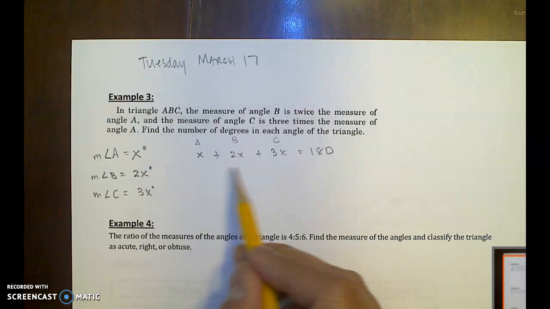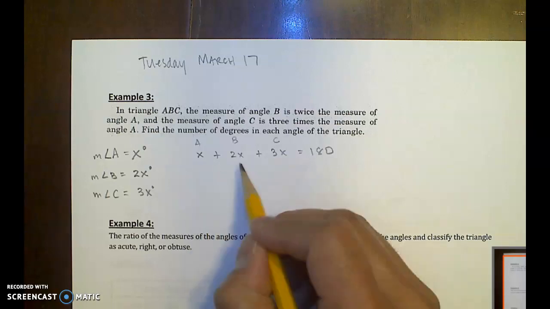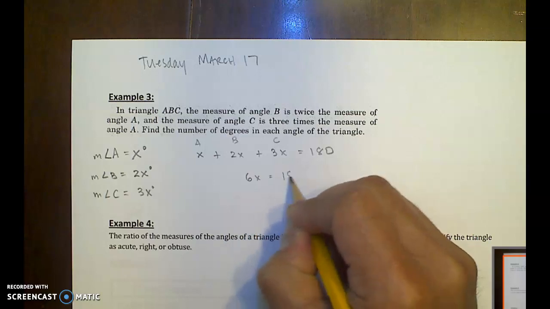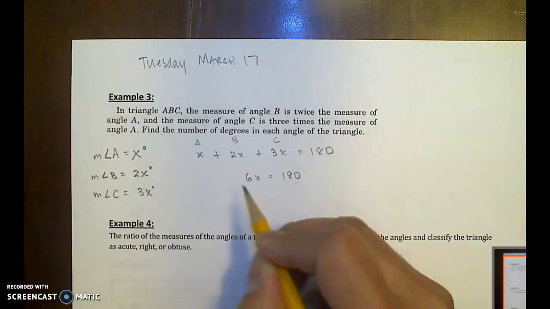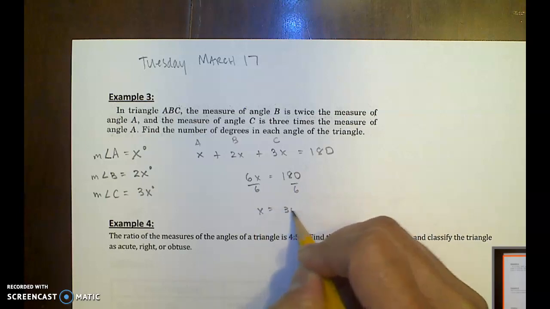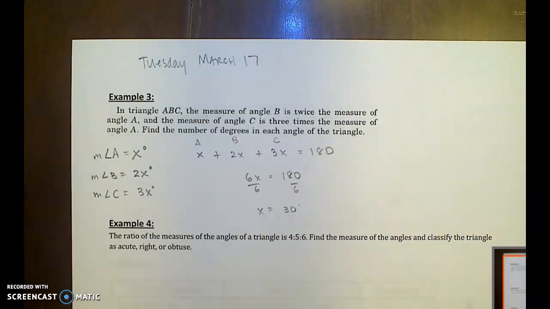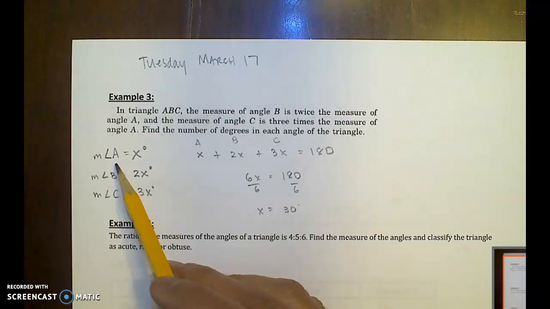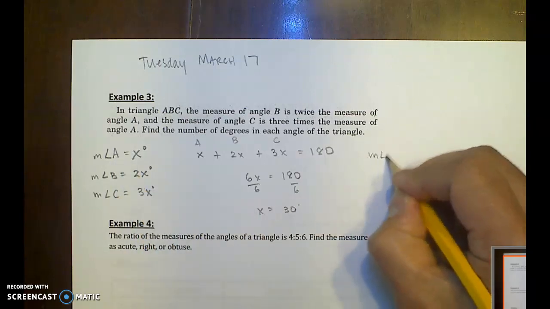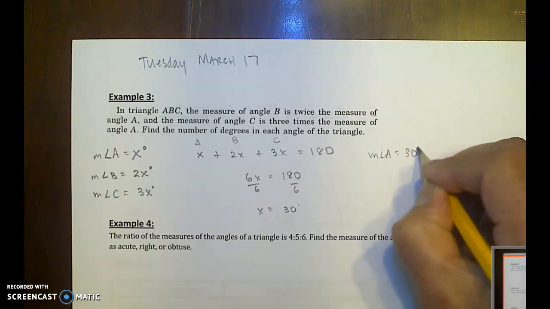So again, using our algebra from first semester, we combine like terms. That gives us 6x equals 180. Divide both sides by 6, and we get x is equal to 30 degrees. Okay, so that's x. Since we solved for x, and we know that the measure of angle A is equal to x, the measure of angle A is equal to 30 degrees.